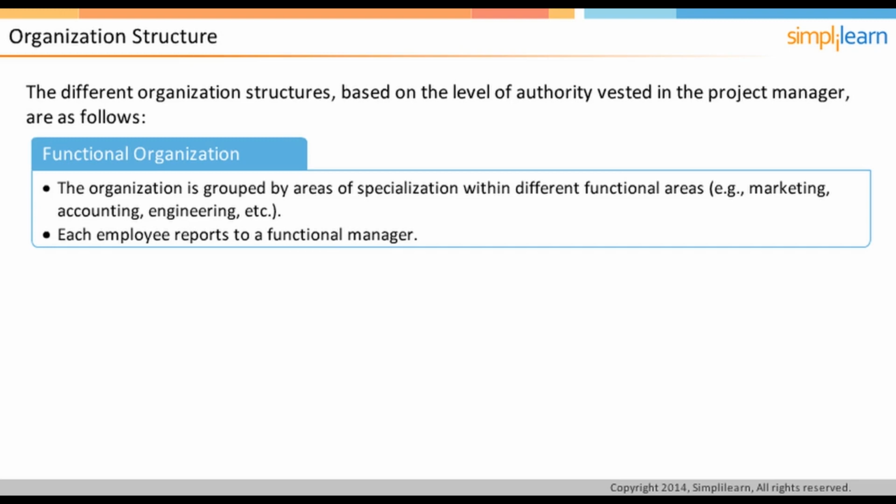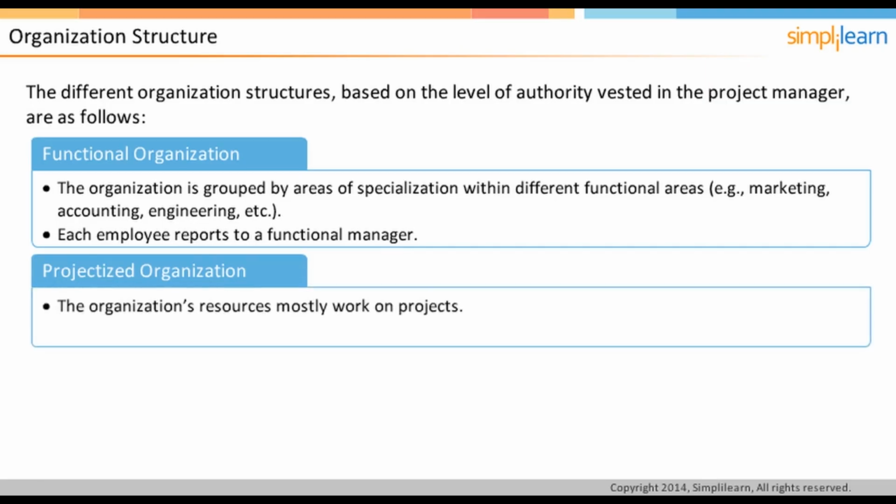If a project requires any assistance from another department, the request moves from the head of the requesting department to the head of the concerned department. The team members do their normal departmental work in addition to the project work. The next type of organization is projectized organization. In such organizations, there are no departments.